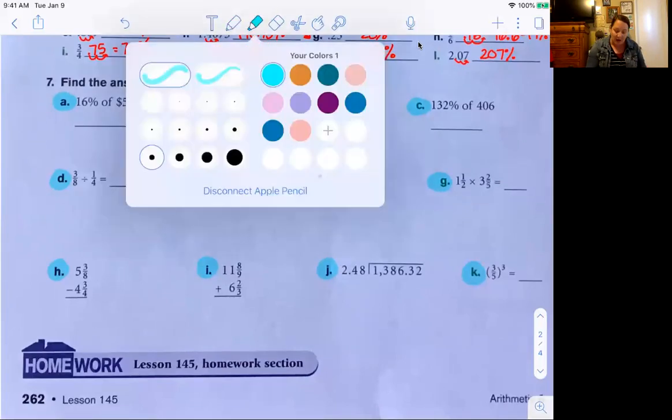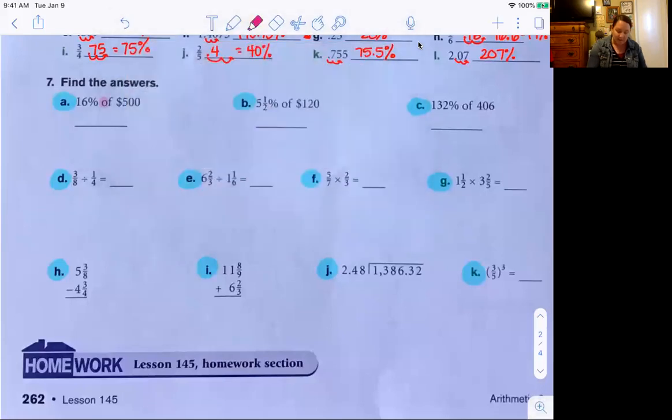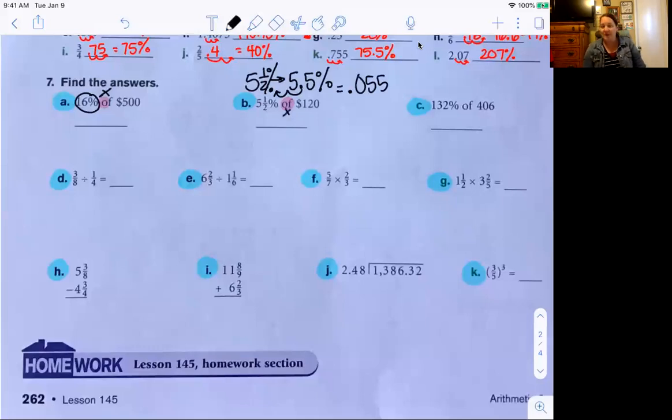If I see the word of, what does of mean? Of means multiply. So we have to change our percent to a decimal and multiply. How about letter B? Are we doing the same thing? Pretty much, but we have 5.5%. Then we have to change that guy to a decimal. To go from a percent to a decimal, we move our decimal point 2 places to the left. So we get 0.055 multiplied by $120. Same thing with letter C. Change your percent to a decimal and multiply.